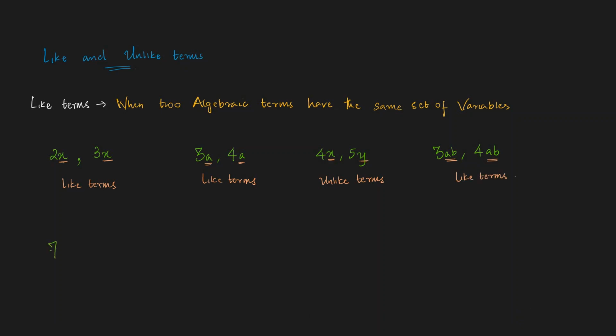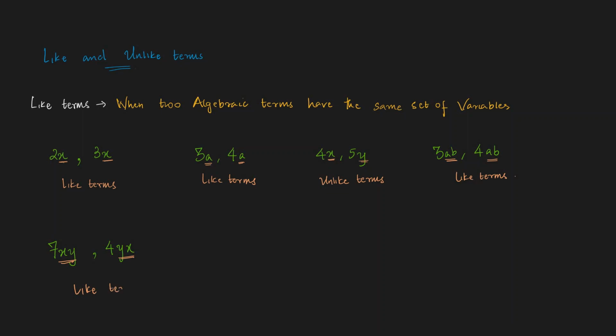Okay, let's have a look at this. 7xy and 4yx. Now you may notice that the order of variables has changed, xy and yx. However, the set of variables is still the same. This also has x and y, this also has x and y, but in a different order. And the order doesn't matter as long as the set of variables, in this case xy, is the same for both the first term and the second algebraic term. Therefore, these are also like terms.